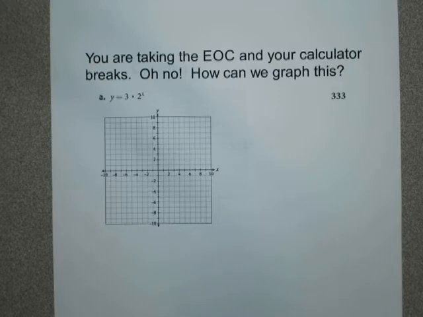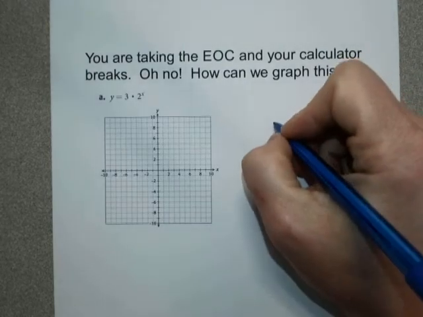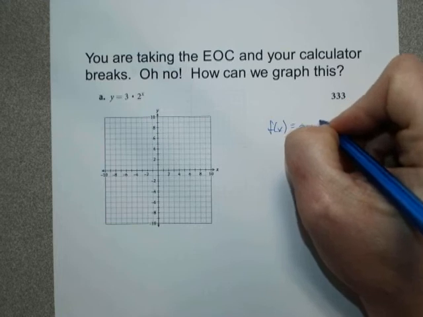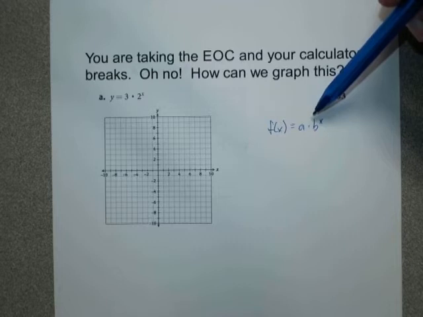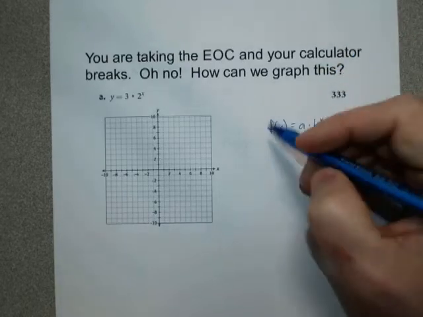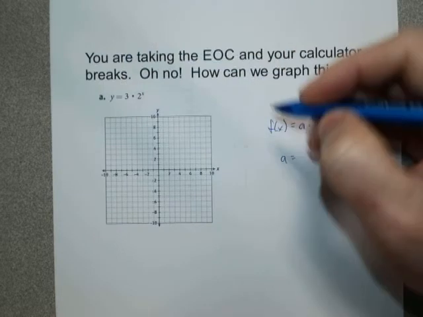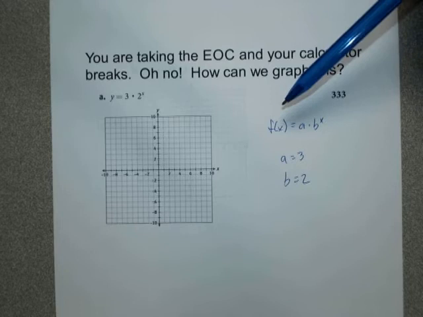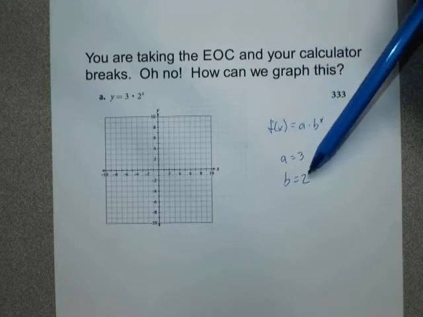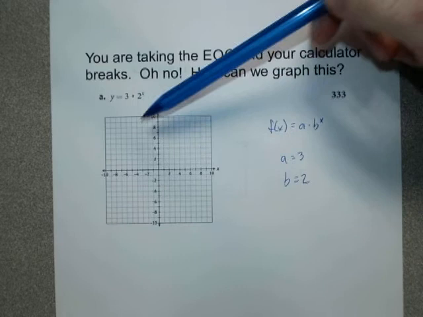So on page 333, we want to graph y equals 3 times 2 to the power of x. So we just need to know a few things, and it comes from our equation of an exponential function, which is f of x equals a times b to the power of x. And we just need to see what's in the place of each of these variables. So a in this case is 3, and b is 2. So we need to look at our initial value and our common ratio to determine how to draw this on our graph. What does initial value mean?